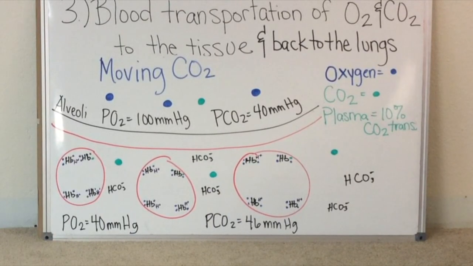When the blood returns back to the alveoli, we see a change in partial pressure, where the alveoli have a partial pressure of oxygen of 100 millimeters of mercury compared to the capillary partial pressure of oxygen of 40. The partial pressure of carbon dioxide has reversed as well, where the alveoli is only 40 millimeters of mercury, while the capillaries are 46 millimeters of mercury. At this higher partial pressure, the hemoglobin wants to become fully saturated with oxygen again. That causes it to release the carbon dioxide, where it will dissolve into the plasma and out into the alveoli.